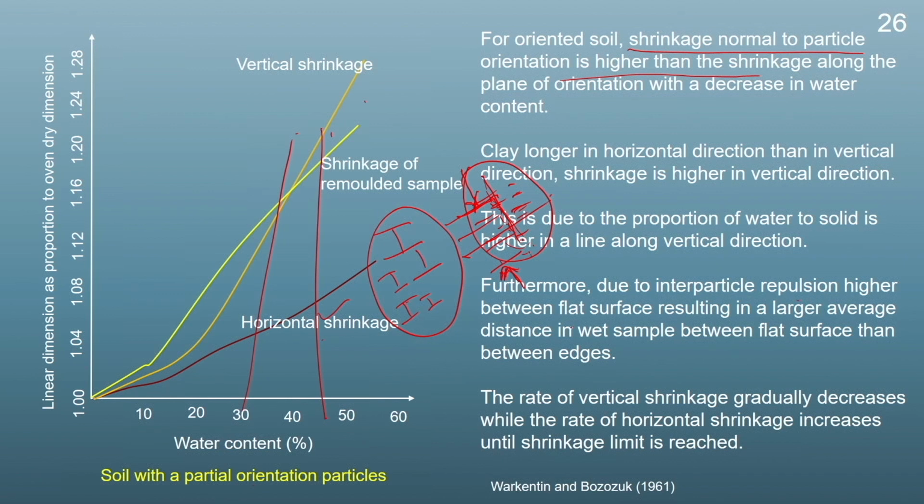Furthermore, the interparticle repulsion is higher between the flat surfaces, resulting in a larger average distance in the wet sample between the flat surfaces than between the edges. Then the rate of vertical shrinkage gradually decreases while the rate of horizontal shrinkage increases until the shrinkage limit is reached. If we compare the slopes of these lines, the rate of vertical shrinkage decreases gradually, whereas the rate of horizontal shrinkage increases gradually until the shrinkage limit of the soil is reached. Therefore, depending on the orientation of the particles, the vertical and horizontal shrinkage will be different. For an oriented or dispersed soil, the shrinkage normal to the particle orientation will be higher than the shrinkage along the plane of orientation, with a decrease in the water content.